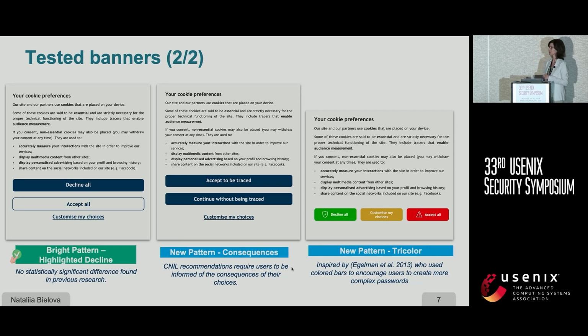designs where we used the idea of behavioral levers to help users make more informed decisions. First, we designed the consequences banner that you see in the middle, and it follows the CNIL recommendations that require users to be informed of the consequences of their choices. The prior research shows that users never read the text of the banner, so we cannot inform them through that. So we decided to incorporate the consequences directly in the button text. And finally, we also tested the three-color banner inspired by password complexity research in the past.